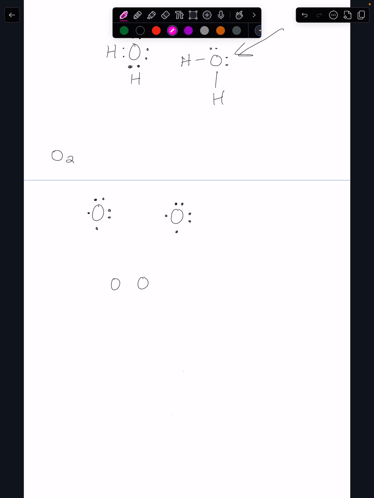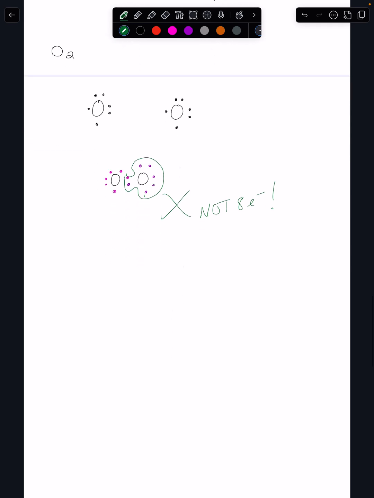We'll put the left oxygen in pink, his electrons in pink. We'll do the other ones in purple. But even if you were to look at this, this still only looks like it has 7. And this one too only looks like it has 7. So that does not fulfill the octet rule. So it's not 8. That's not how it comes together.